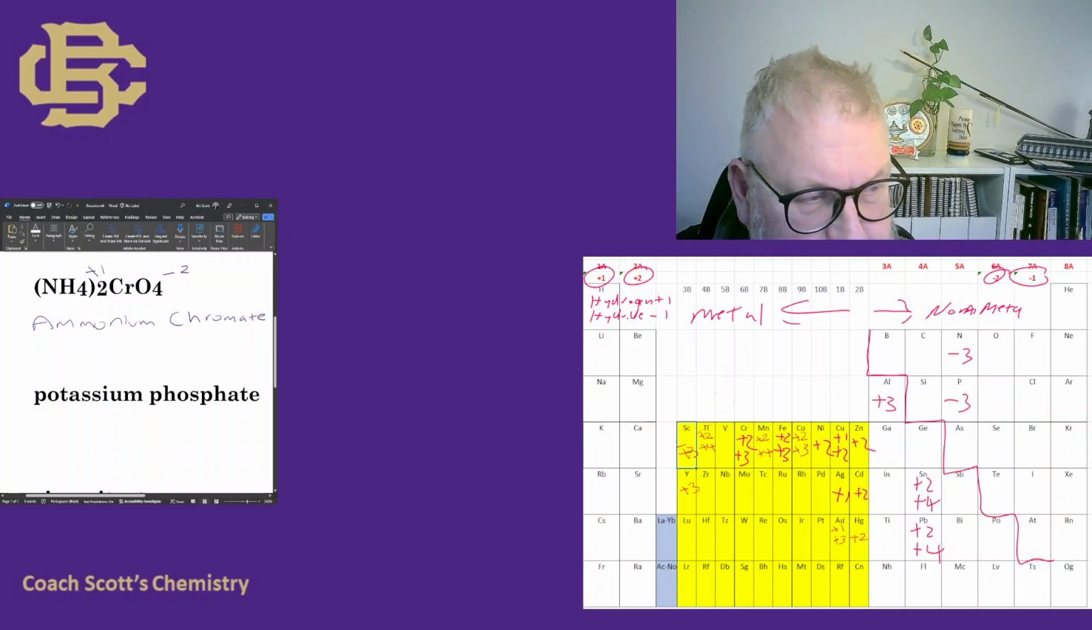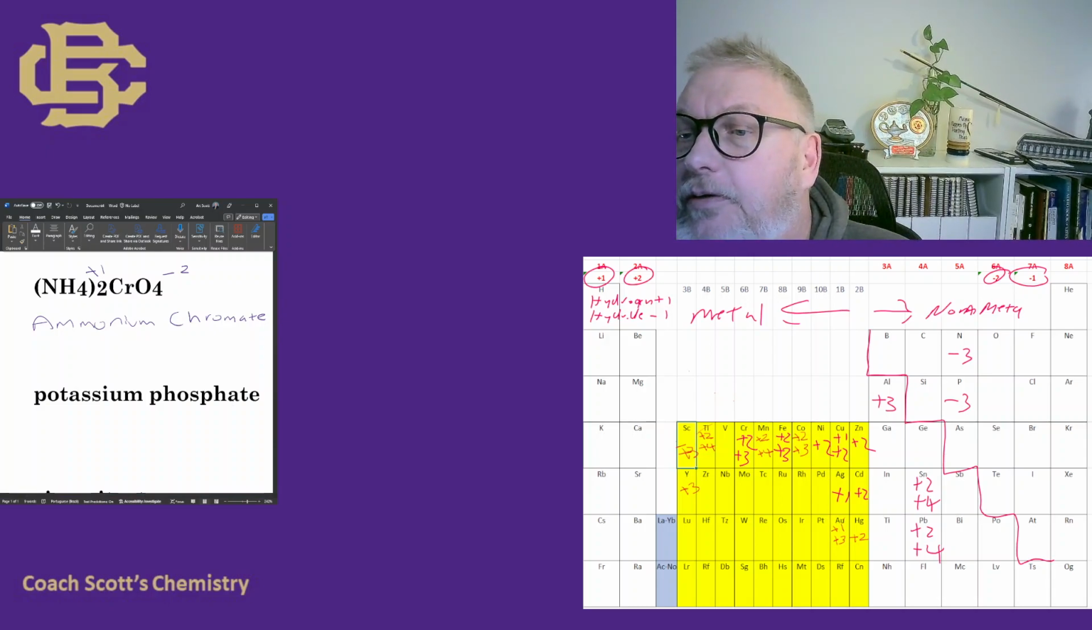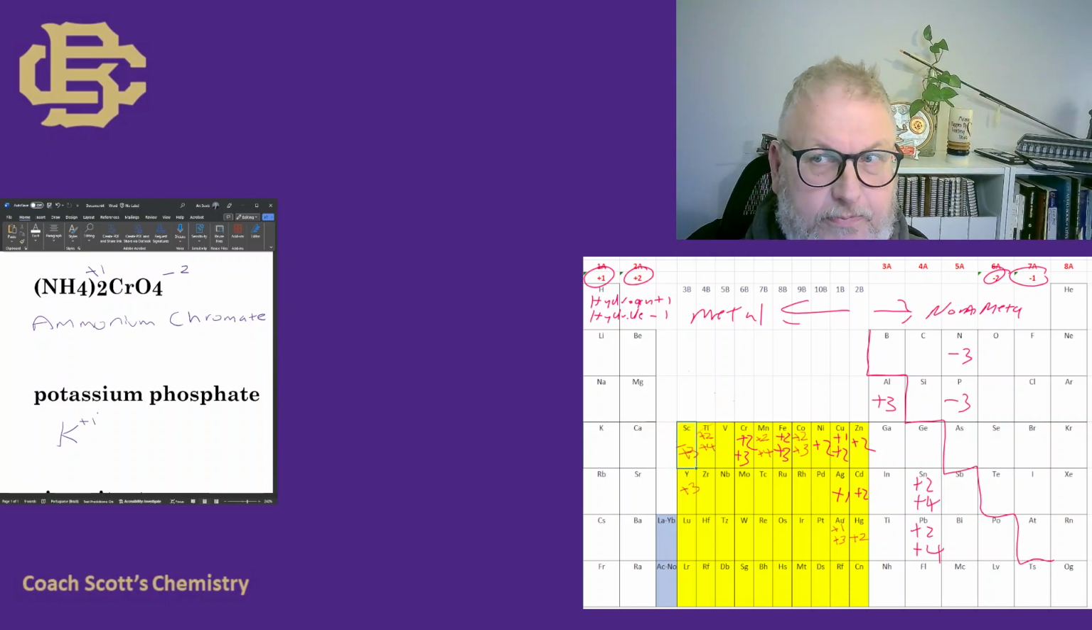Alright, something else. So I've got potassium, which, I look at my periodic table and I see that is K. Now, luckily it's group 1, so I know that potassium has a +1 charge in the first group, 1A. Phosphate, I look up and down here, and I found it. It's PO4, 3 minus. So I'm going to write down PO4, 3 minus.